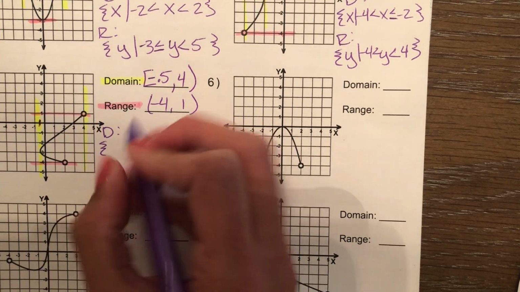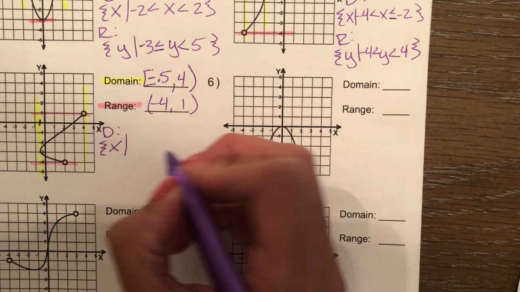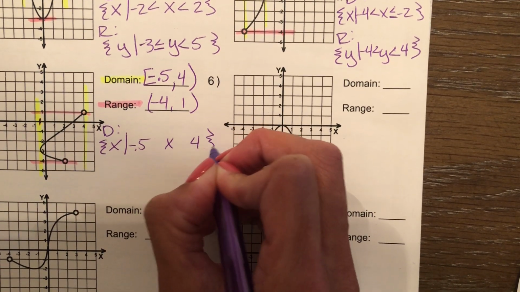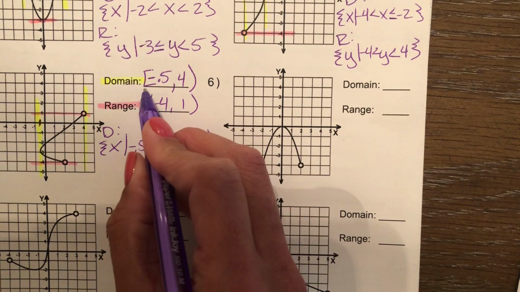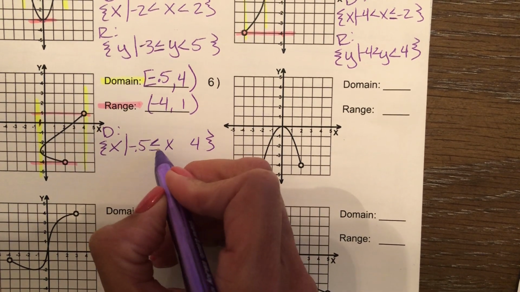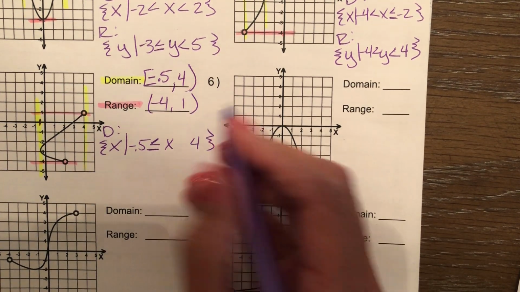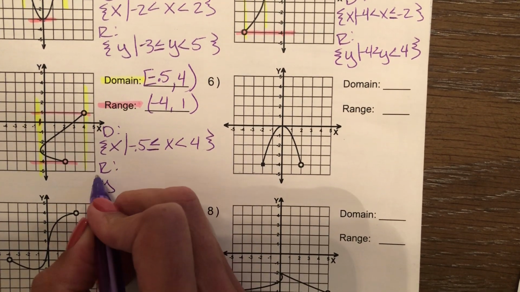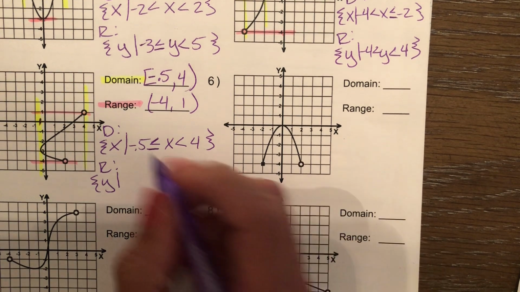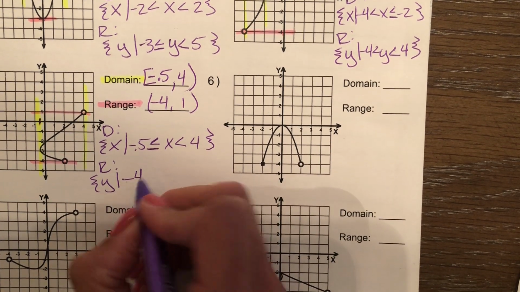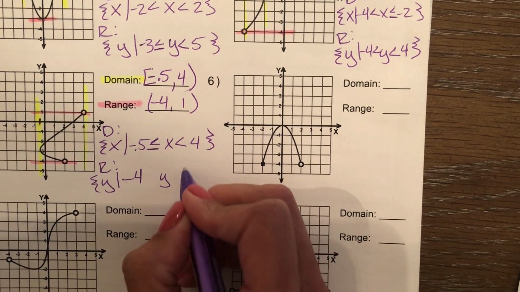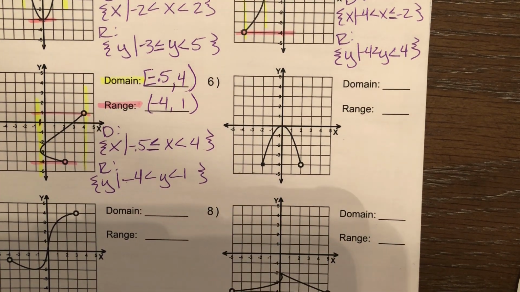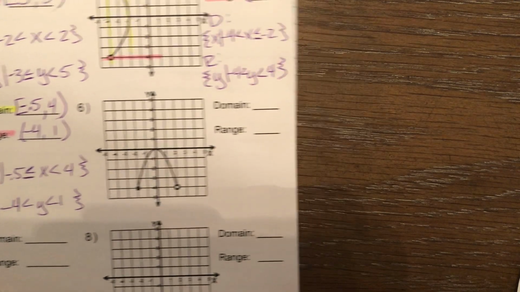Domain, set builder, x such that x is in between -0.5 and 4. Bracket gets the less than or equal to, parenthesis gets the less than. Y such that y is in between -4 and 1, and they're both less than. All right, last example.